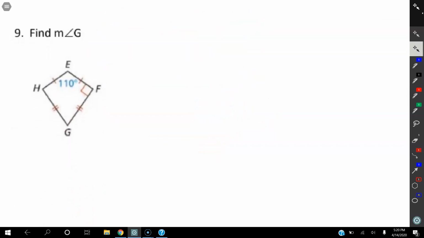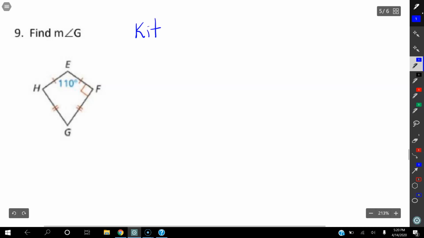Number 9, find the measure of angle G. Well, first thing we should probably understand here is that G is a kite. All right. So a kite has its own special features that we need to kind of know about. One thing about a kite, and I'm going to draw this over here to the side and make it a little bit bigger.